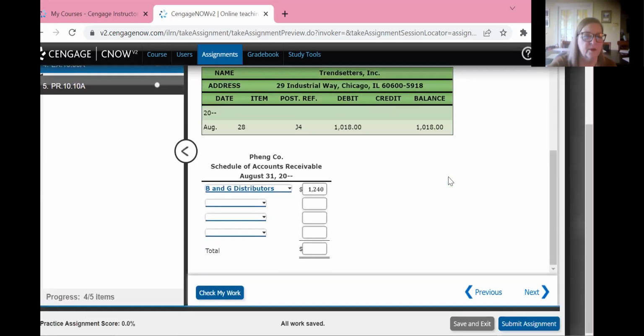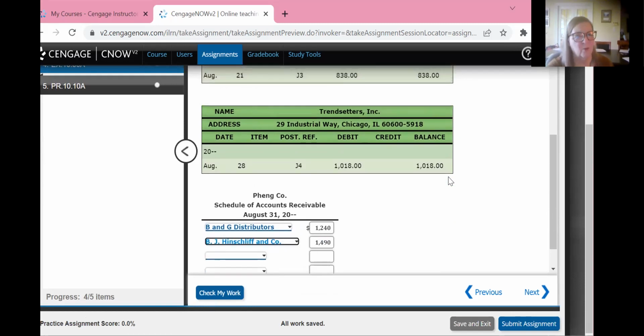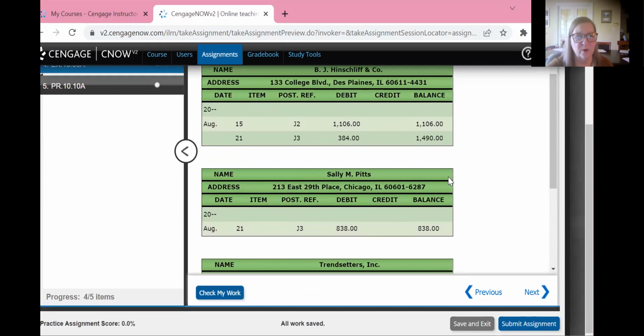BJ Himschliff, $1,490. Still have to put the number first, so I won't forget it. Now, BJ Himschliff. Oh, Himschliff. It's not an M. Okay, that's not relevant. Okay, so that's where I was.